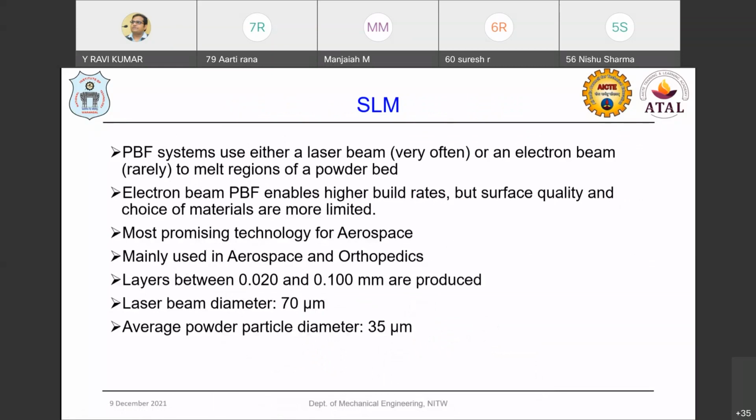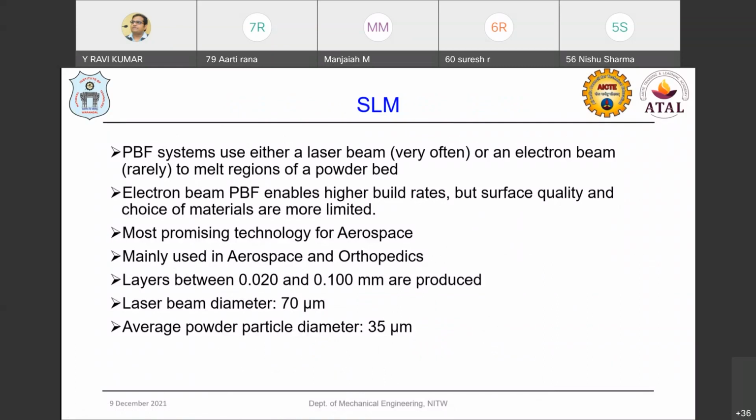In these powder bed systems, you can use a laser as the energy source or even an electron beam as the energy source, wherever we need a higher building rate and better surface quality. That also depends upon the choice of materials. We can use these kinds of energy sources. And this is a very promising technology for aerospace as well as biomedical applications.